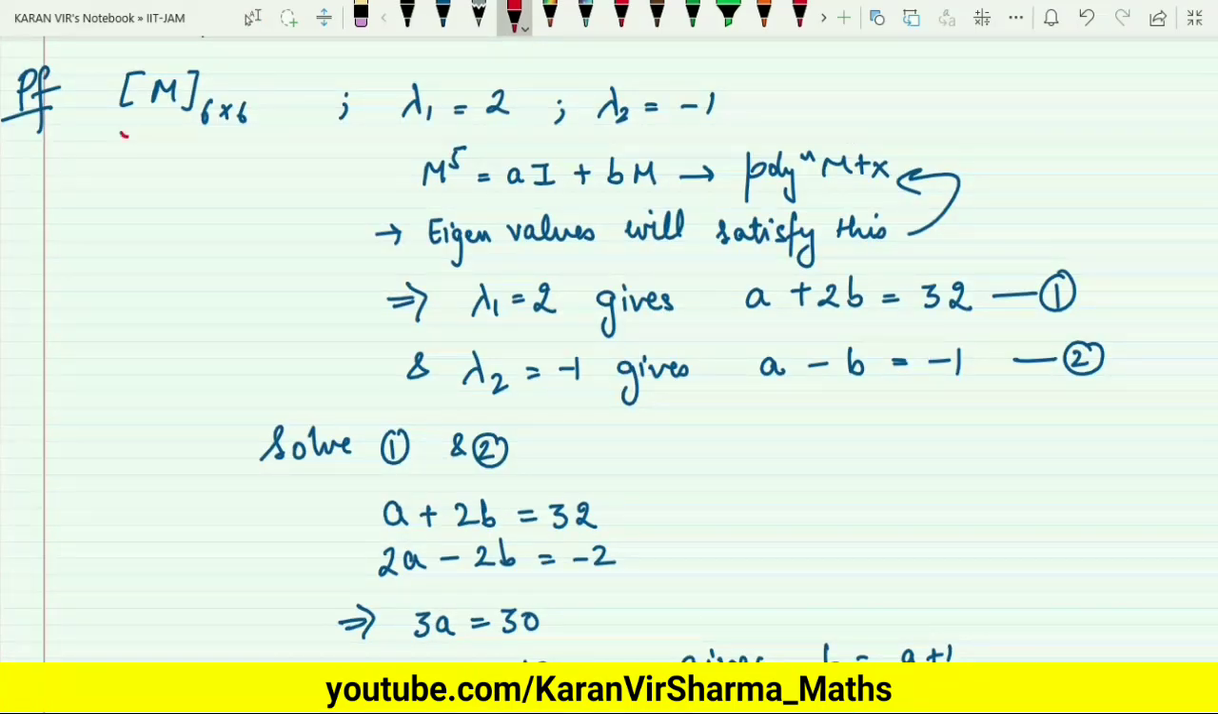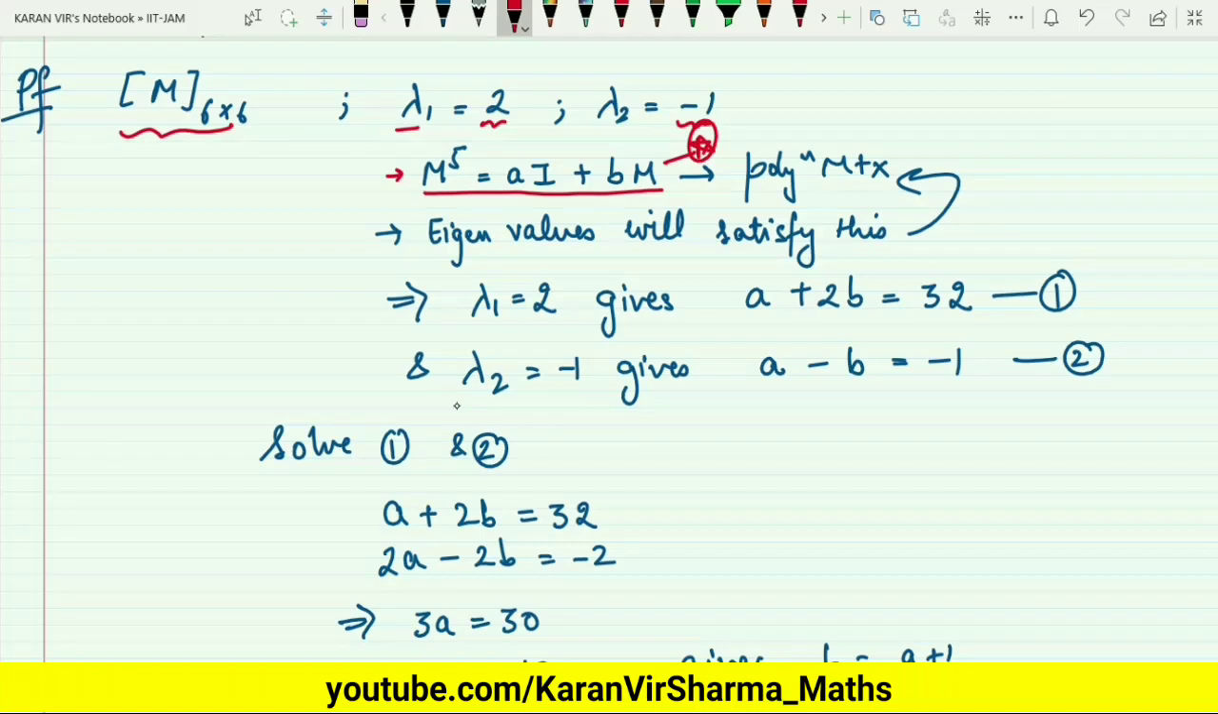Now we are given that M is a 6 cross 6 matrix and we are provided two eigenvalues which are 2 and minus 1. And moreover we are provided this equation which is nothing but a polynomial matrix, that is M raised to power 5 is equal to A into I plus B into M. So the eigenvalues of the matrix M must satisfy this polynomial matrix. So lambda 1, which was 2, must satisfy this star equation. In place of M, just substitute 2.